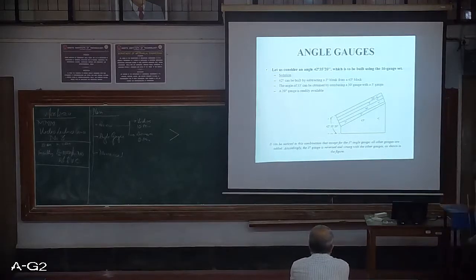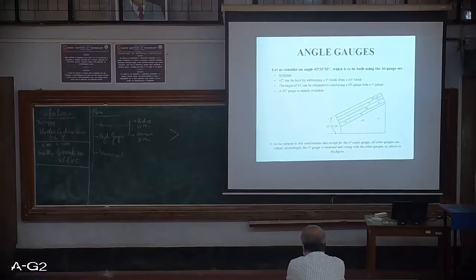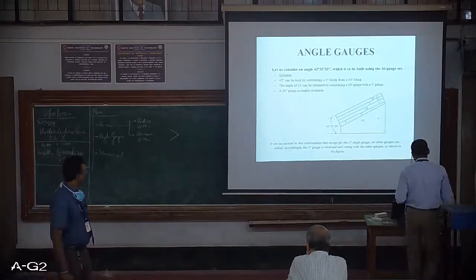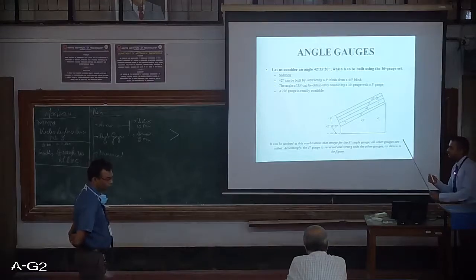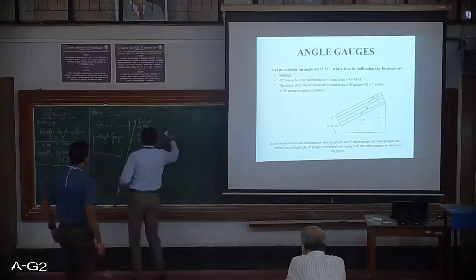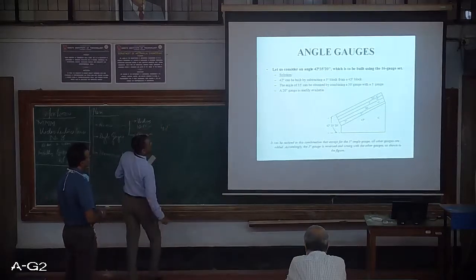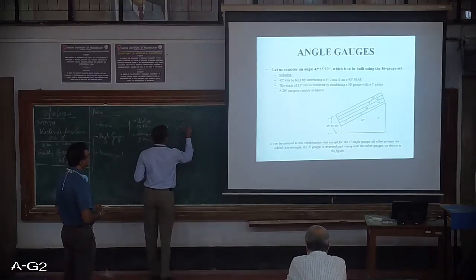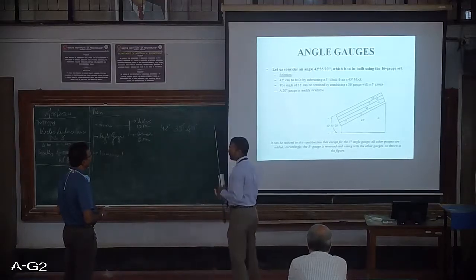So let's take an example. We are supposed to build an angle of 42 degree, 35 minutes and 20 seconds, which is to be built using the 16 gauge set. So we'll have a look one by one. The value is 42 degree, 35 minutes, and 20 seconds.